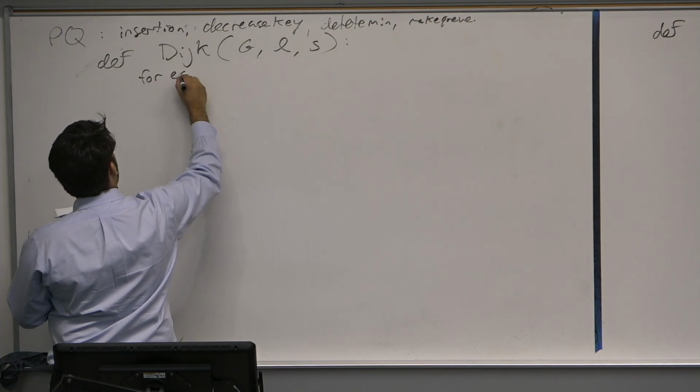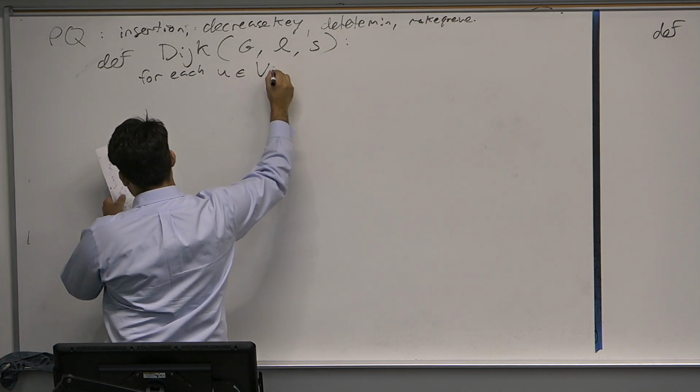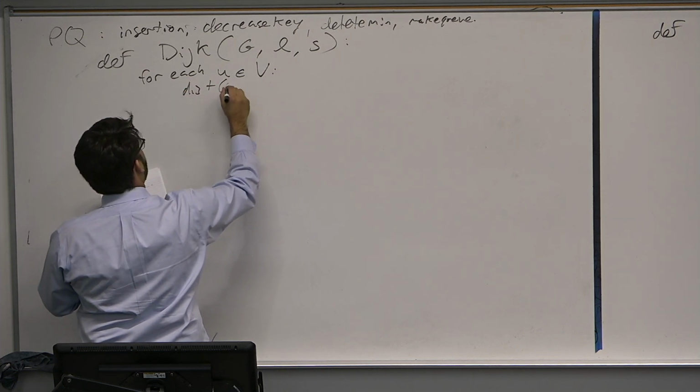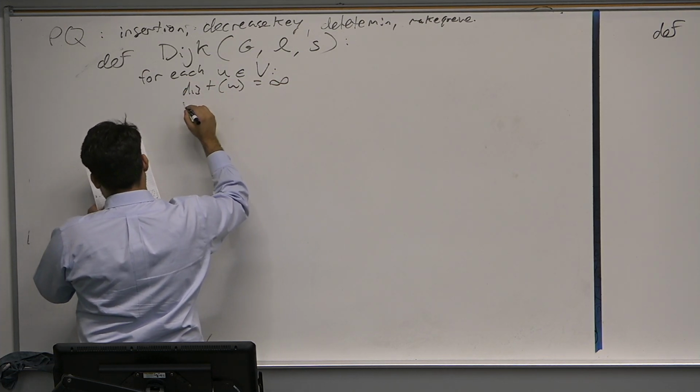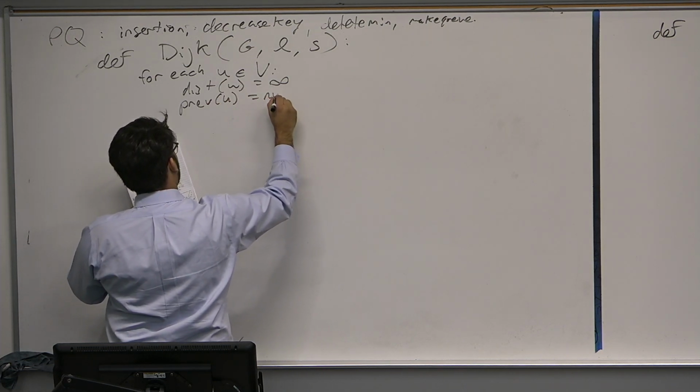For each u in V, we set dist of u equals infinity. Prev of u is equal to null.